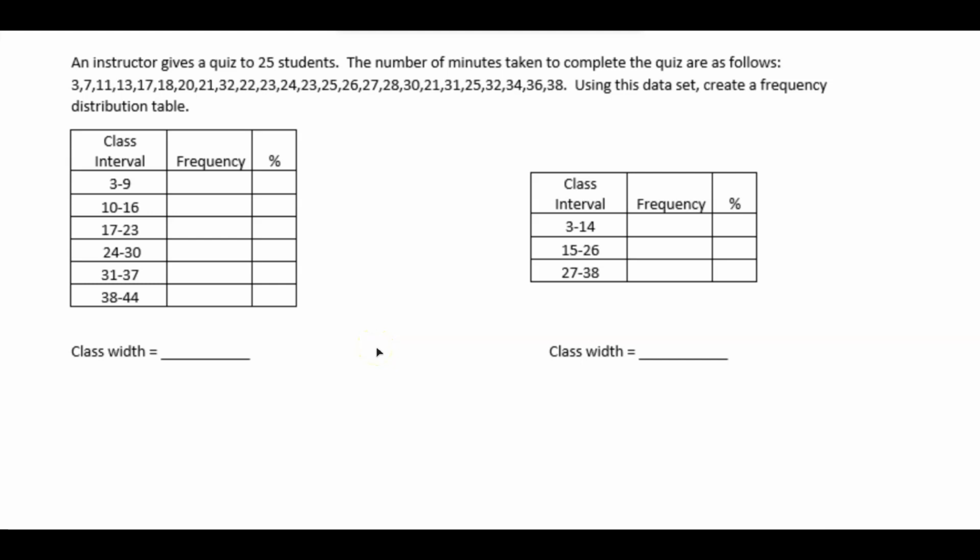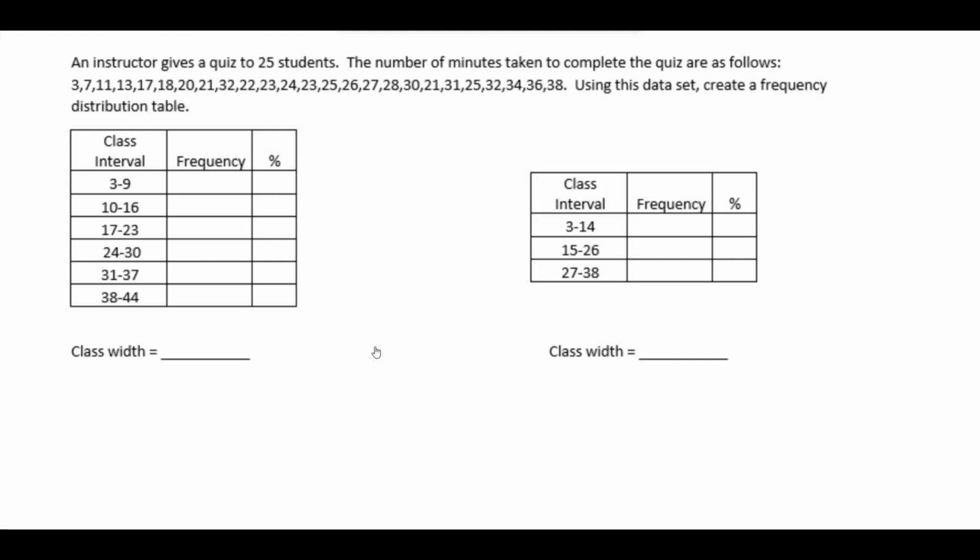All right, let's discuss creating a frequency distribution table, as well as a relative frequency distribution table. So in this case, we have an instructor who gives a quiz to 25 students, and the number of minutes taken to complete the quiz are recorded.